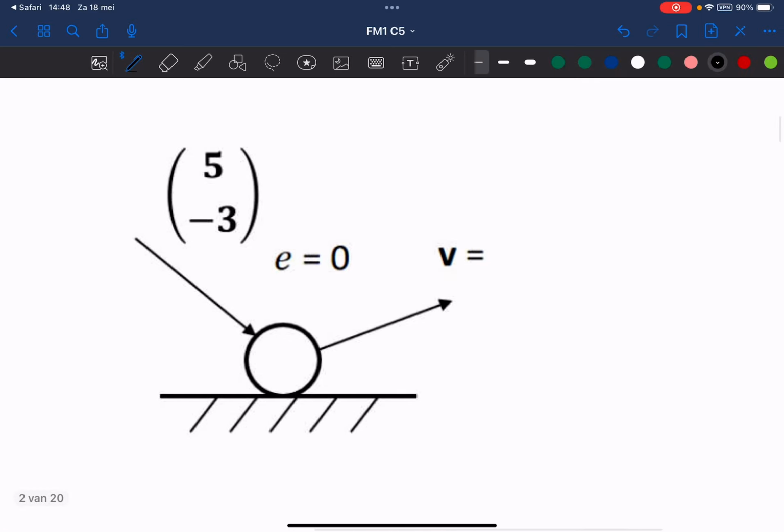Finally, we've got, this is going minus 3, so it's going 3 down. That's where that's coming from, and it's going 5 across. And E is 0. So, actually, anything times 0 is 0. So this will end up being 0. So we'd have the vector 5, 0. That would be a perfectly inelastic collision, right? Again, we've talked about this before in chapter 4. Go back to that video for that.